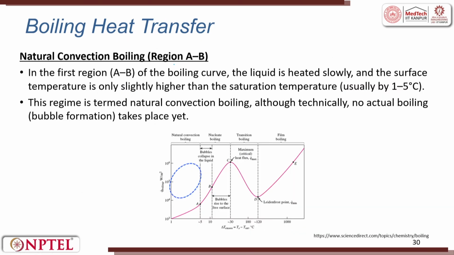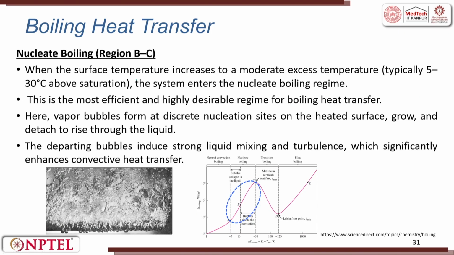So, natural convection is region A to B. In the first region A to B of the boiling curve, the liquid is heated slowly and the surface temperature is only slightly higher than the saturation temperature, by 1 to 5 degrees. So, this is the regime of natural convection boiling, although technically no actual boiling takes place. Then between B to C, when the surface temperature increases to a moderate excess temperature, the system enters the nucleate boiling regime. So, 30 degrees more if it increases, 10 degrees to 30 degrees.